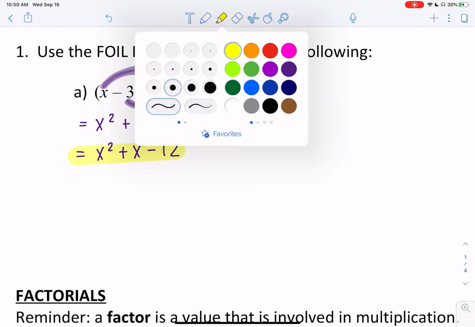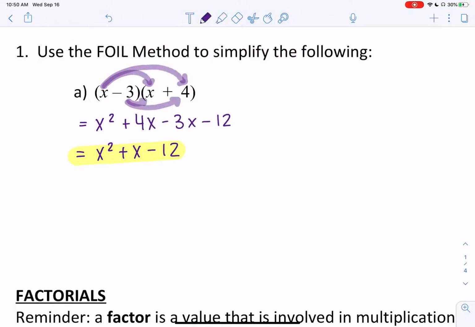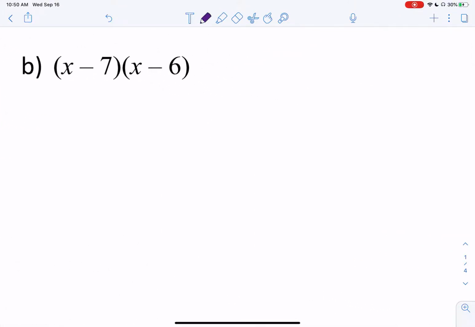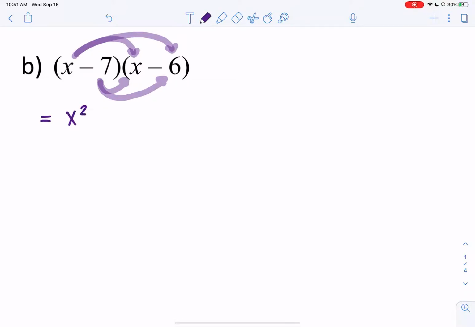Let's do one more quick example. So our next one here is x minus 7 multiplied by x minus 6. So again, we draw our little arrows here. I'm just going to do this one a little quicker because it's the same process as the last one. So x times x is x squared minus 6x minus 7x plus 42. So be mindful of those double negatives. So negative 7 multiplied by negative 6 would be positive 42.